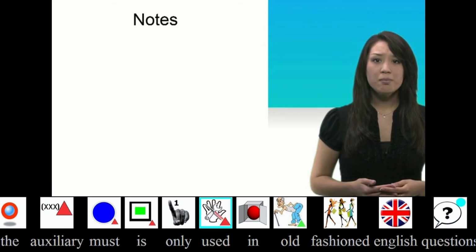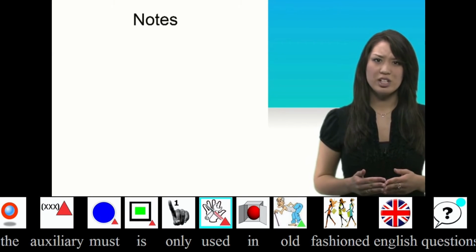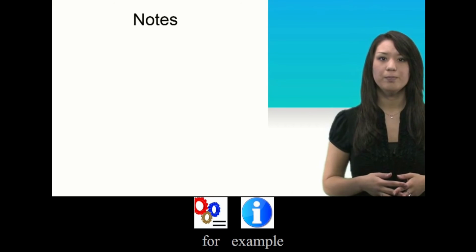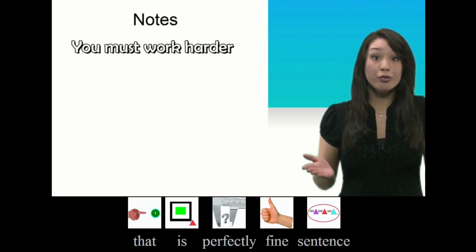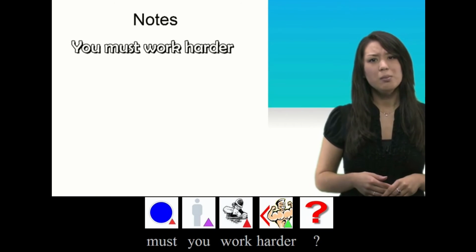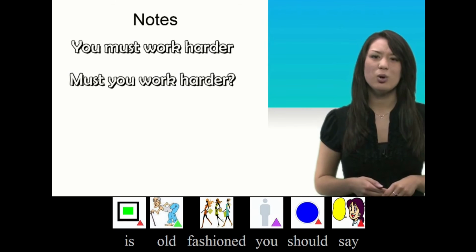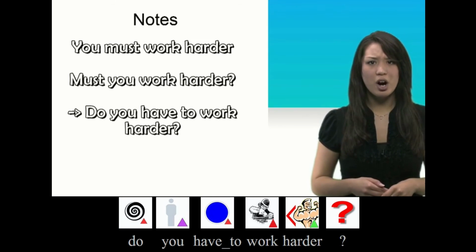The auxiliary must is only used in old-fashioned English questions. For example, you must work harder. That is a perfectly fine sentence. But the question, must you work harder, is old-fashioned. You should say, do you have to work harder?